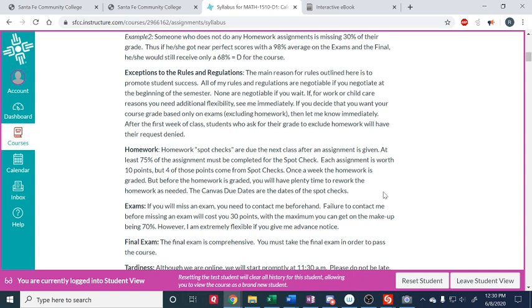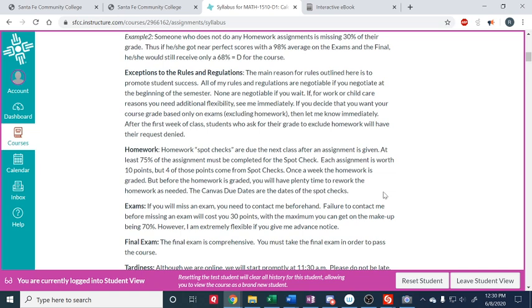The Canvas due dates are the dates of the spot check. So if you look in Canvas on 1.1, it says the date that it's due is tomorrow. And it says the time that it's due is 11:30 tomorrow, which is the beginning of class tomorrow. So that's when you need to have uploaded the spot check, at least 75% of the problems done for 1.1.